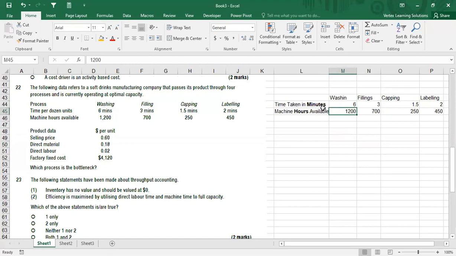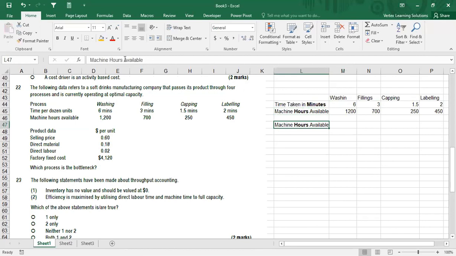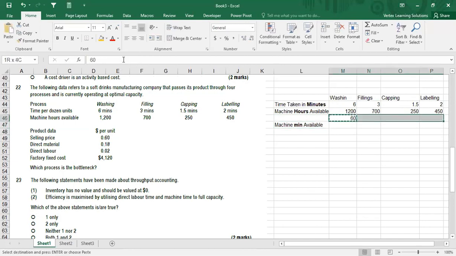So when you multiply, you need to take care that you are converting them. Either you convert them into minutes or you convert them into hours. Either way, let's suppose if I convert this into minutes, for example, if I say here, not machine hours, but machine minutes, okay? So if I want to put machine minutes available, of course, 60 I have to multiply with everything, okay? So this is the number of minutes which are available.